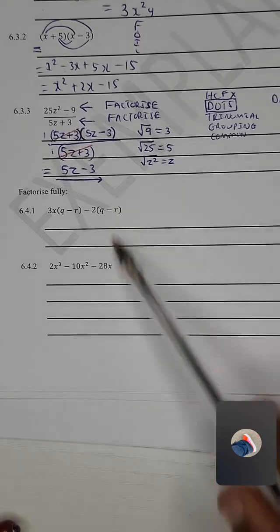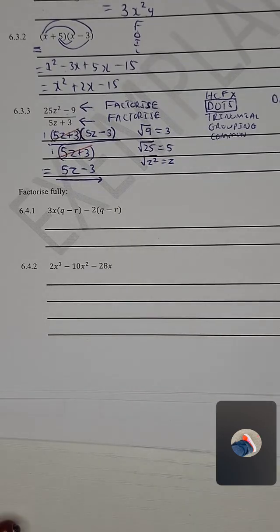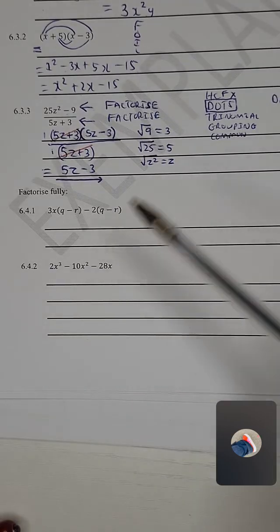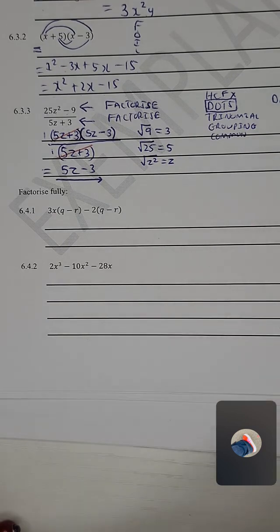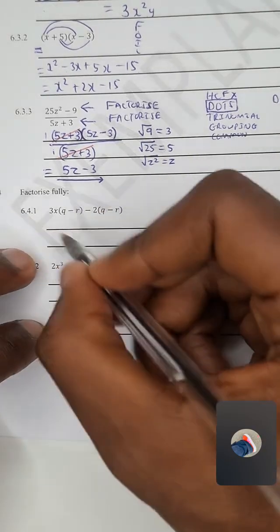So those are factorization questions. The first one is factorization by taking out a bracket. Yeah, there we go. So what would you write?